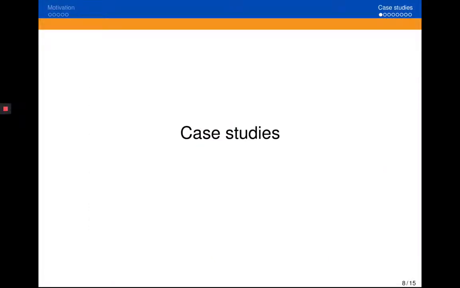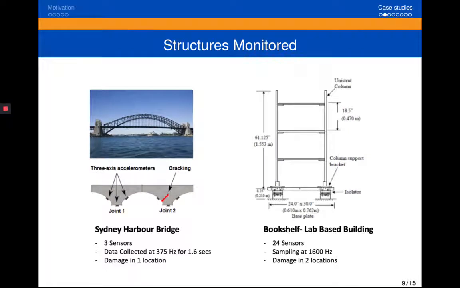Let's look at the case studies which we'll be considering in our discussion. We mainly focus on 2 types of structures. One is a real structure, the iconic Sydney Harbour Bridge. There are about 800 joints being monitored, and this slide shows a couple of joints. The one with the red crack is an already known crack, which presents us an opportunity to collect the damage data.